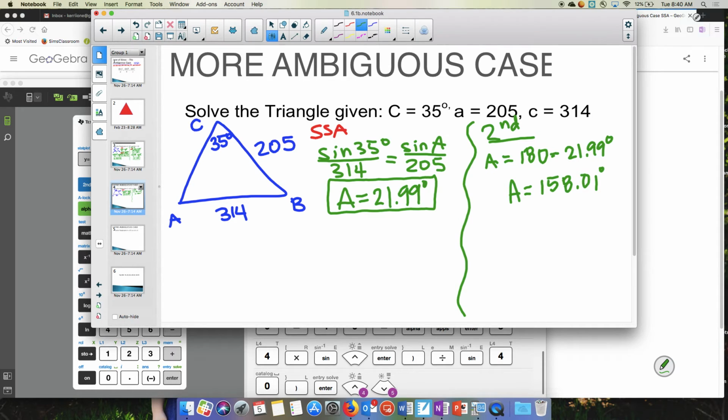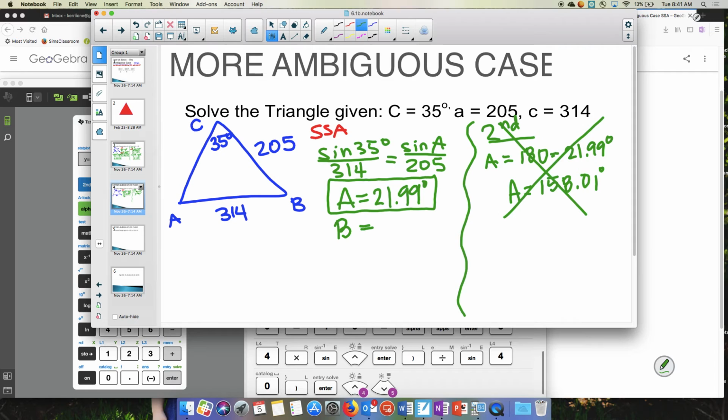158.01, right? Thoughts? Why is it too big? Okay, this angle plus our original angle, 35, is already more than 180 degrees. There can only be 180 degrees in a triangle, and we're not about to have negative angles in a triangle. That doesn't make sense. So, this is not going to work because the angle is too big, and we only have one solution. We have one solution where our angle A is 21.99.